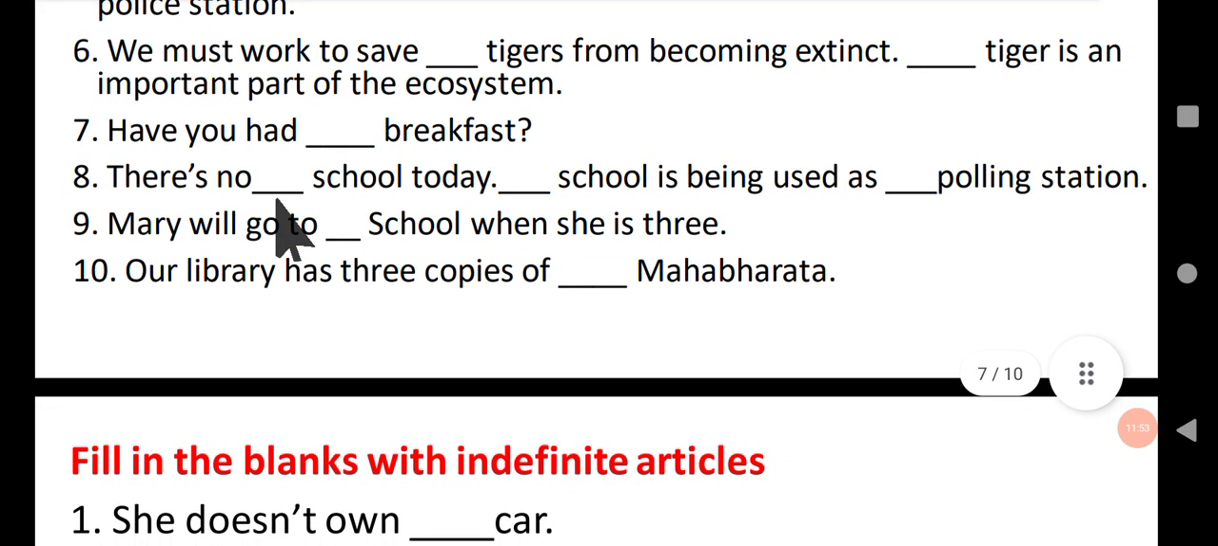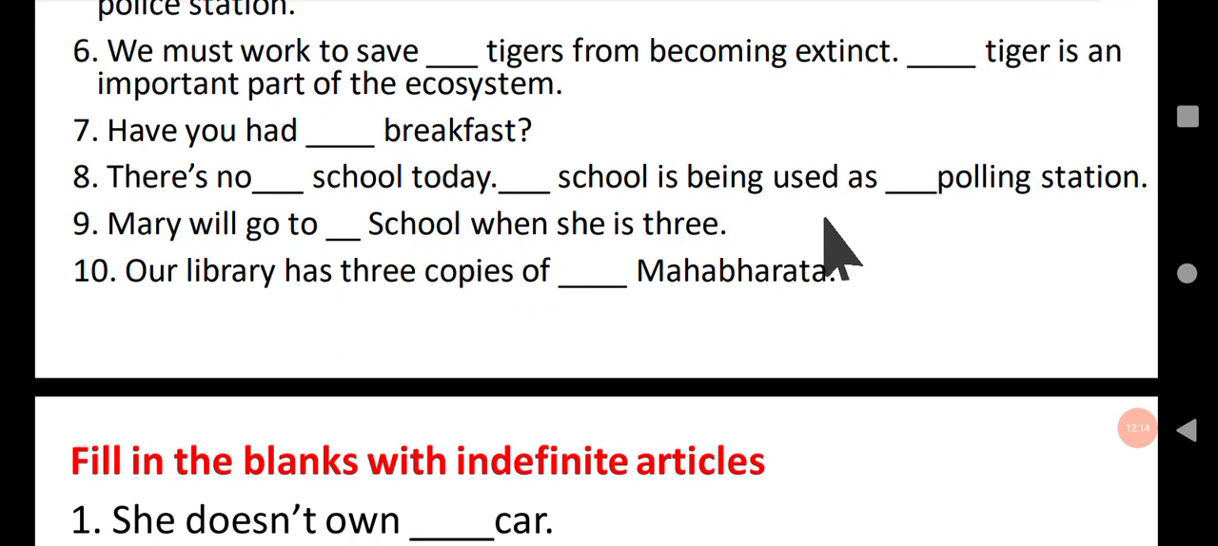Next, there is no dash school today. Dash school is being used as dash polling station. There is no school today. What do you say when you do not have college or school? You simply say we don't have college, we don't have school. Can you say the school, the college? No. So you don't need any article in this case.